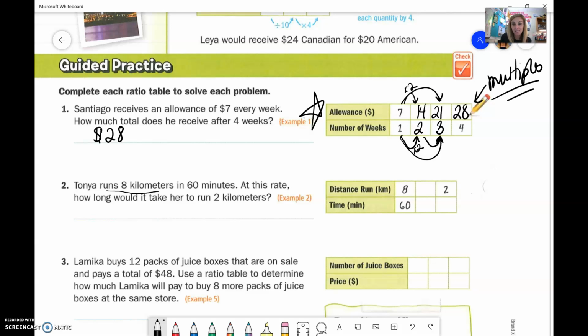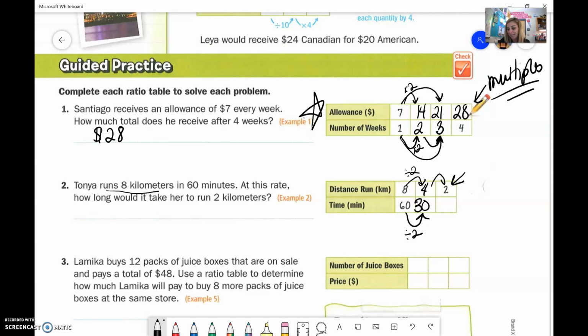So the distance run is 8. The time is 60 minutes. We want to know how much time she needs to run 2 kilometers. All right, knowing what I know about these two numbers, I would think that I could probably divide both of those by 2. So 8 divided by 2 is going to give me 4. 60 divided by 2 is going to give me 30.